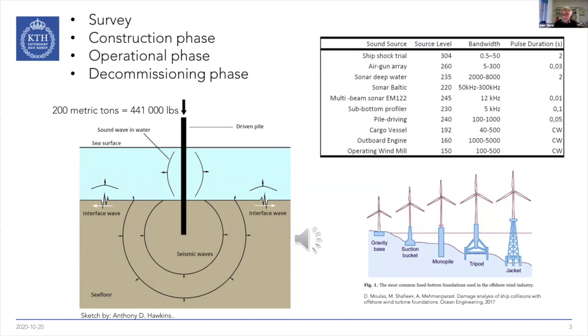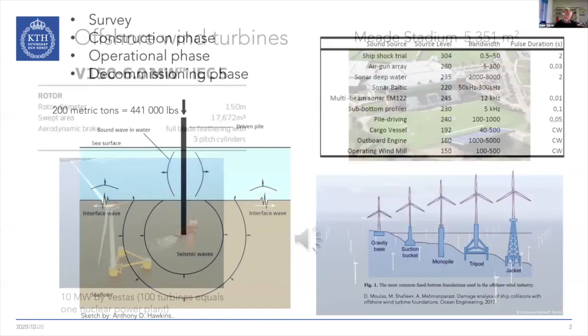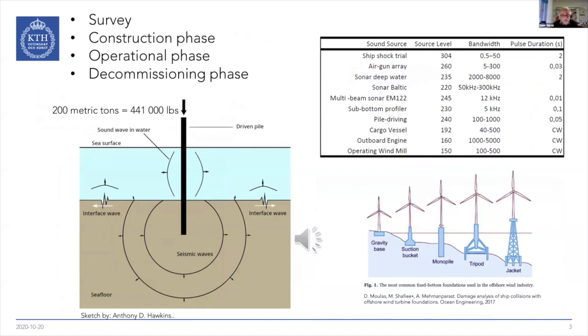It's not the same as air decibels. And it's actually comparable to the strongest sonars that we have on ships today. The only sources that are stronger are air guns used in prospecting and underwater explosions.